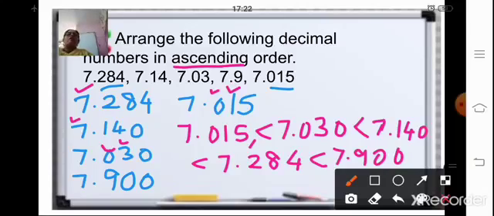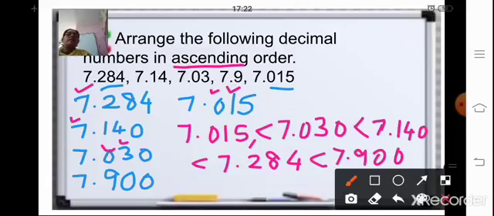Okay. So the first step is, we'll change them into like decimals. Then we will compare the integral part. If the integral part is the same, then we will compare the number in the 10th digit, that is, the digit after the decimal point. Okay.